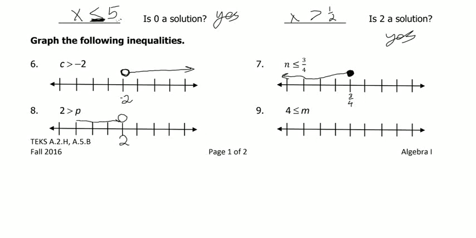Alright, number 9. We're going to start this one at 4. We're going to put a darkened in dot above it. And M is bigger, so we're going to go off to the right. And there it is. First page of notes done.